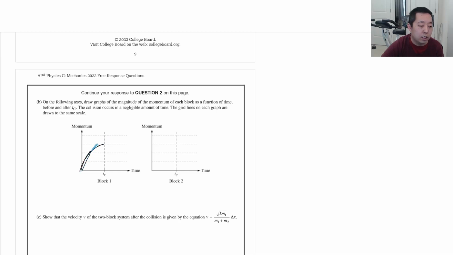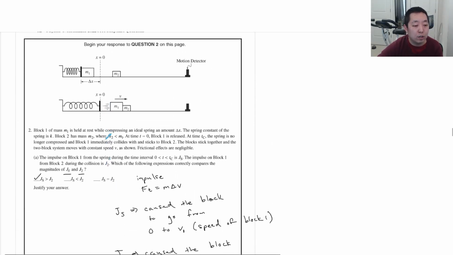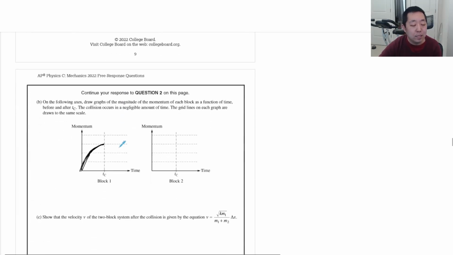And it should have a zero slope right here, because right when it's fully stretched out, did they say at TC it's fully stretched out? At time TC, the spring is no longer compressed. Okay, so right at TC, the spring is no longer compressed. That means the force should be 0, so it should curve up and have a horizontal tangent line right at that point.